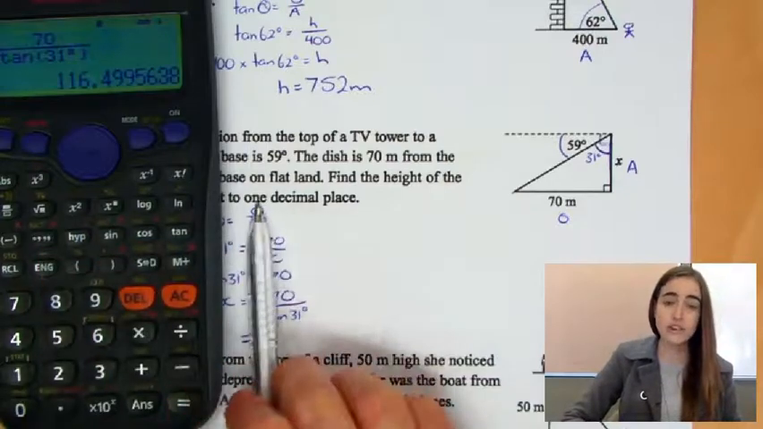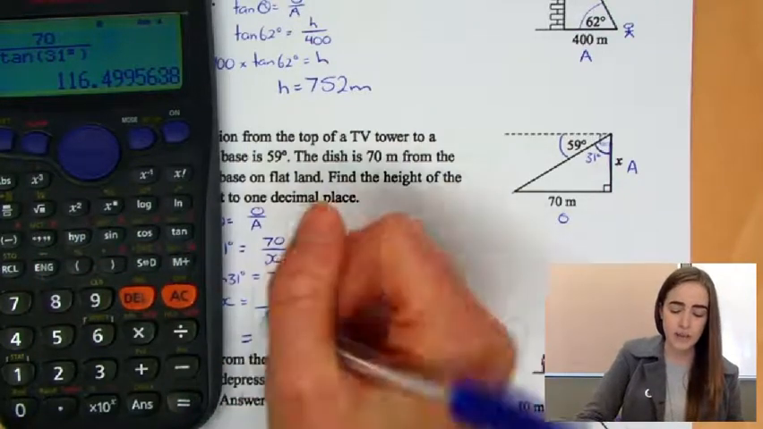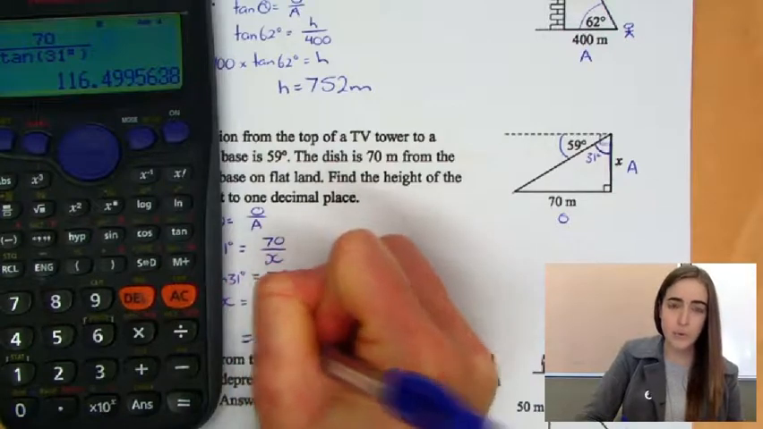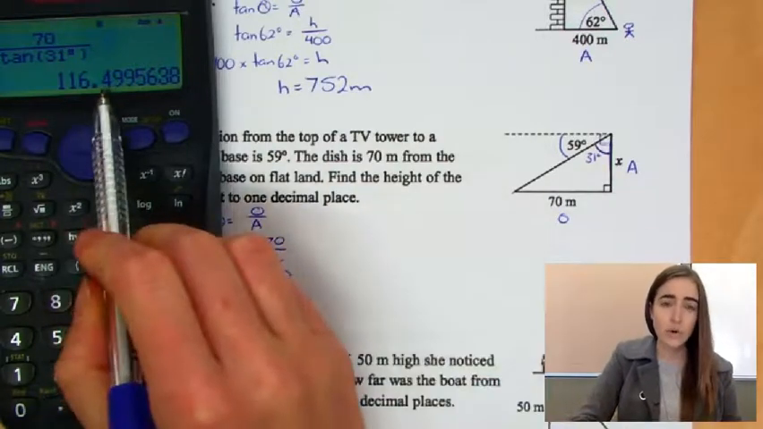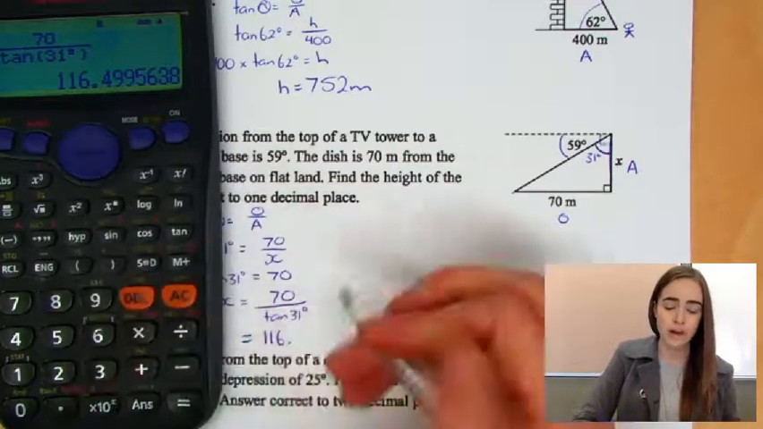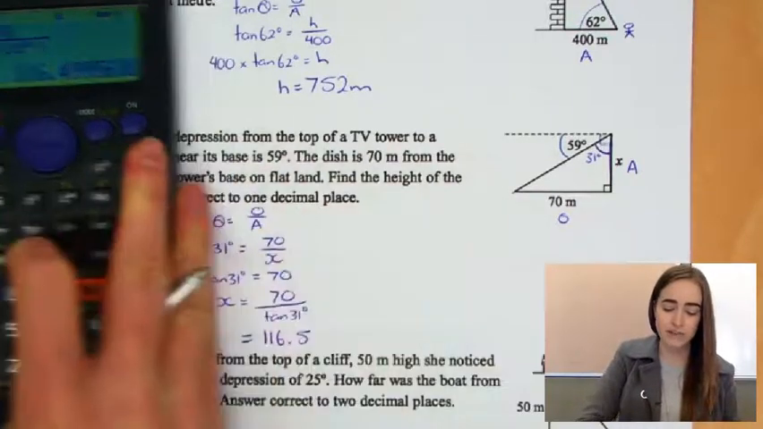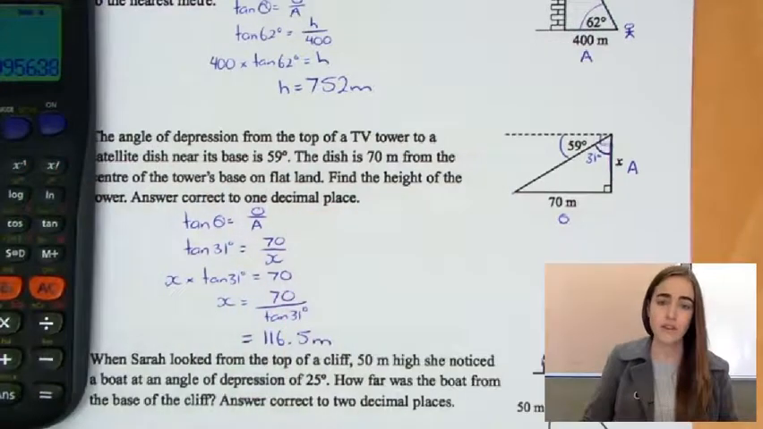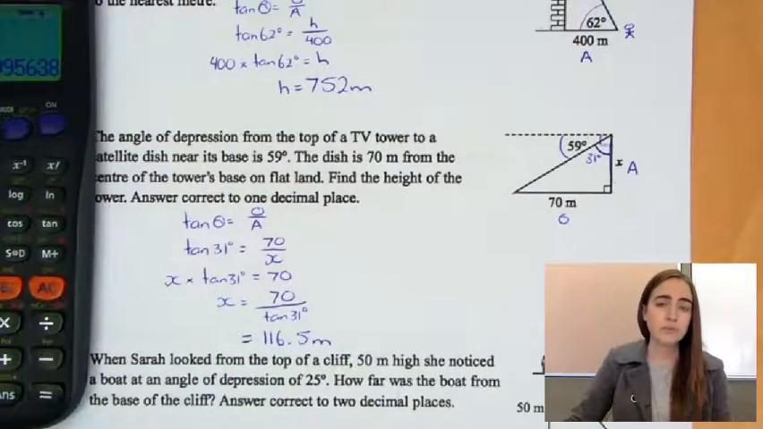And it asks us to answer correct to one decimal place. So we'd have 116 point. The next number is 4, but because the one after that is a 9, that means we're going to round up. So it'll be 116.5 metres. Right, so that's two examples of problems involving angles of elevation and depression.